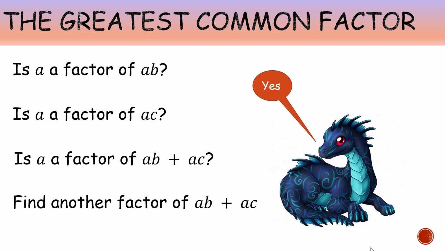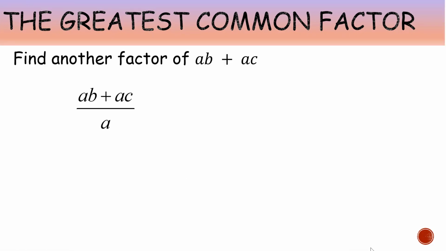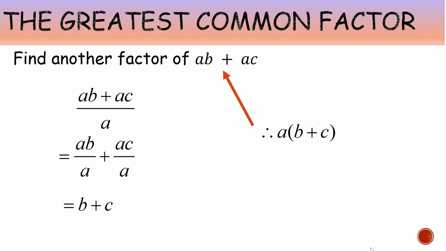We say AB plus AC, we know A is a factor, so let's divide by A to find another factor. If we divide AB by A and AC by A, we get B plus C. Thus, B plus C is another factor of the expression AB plus AC. So AB plus AC is the same as A times B plus C. Do you see that AB plus AC is a binomial, and this is one term or monomial or a product?